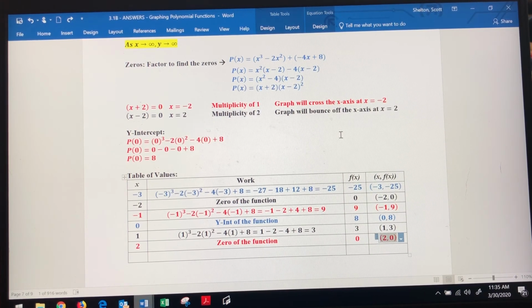And then just to verify that we've bounced off the axis there, I'm going to plug in 3 and see what we get when we plug that into the original function. And I get a +5. Okay, so the point 3, 5 should be on the graph. Okay, so we're going to plot those points and take a look at what that graph looks like.